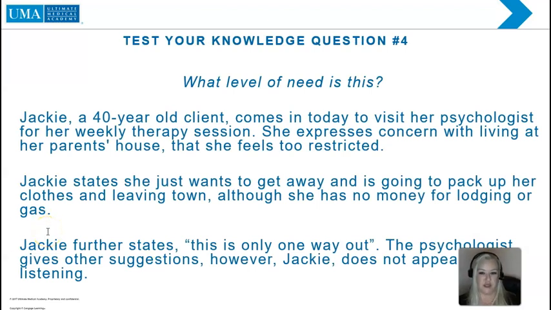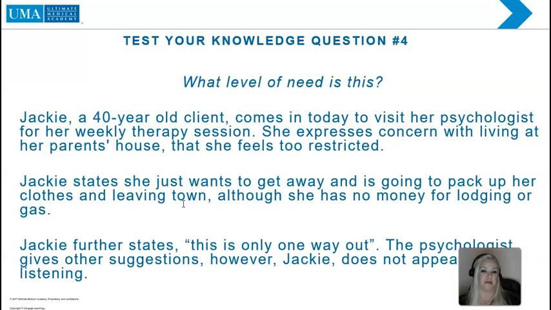Test your knowledge question number 4. And this is a scenario that we'll look at. Let's read through this and let's think about it as we're reading through it. Jackie, a 40-year-old client, comes in today to visit her psychologist for her weekly therapy session. She expresses concern with living at her parents' house, that she feels too restricted. Jackie states she just wants to get away and is going to pack her clothes, leave town. Although Jackie doesn't have any money for lodging, she doesn't have any money for gas. So not that Jackie can't leave, right? But there's not really a good plan in place to do that, a safe plan.